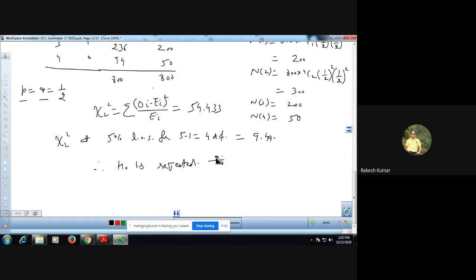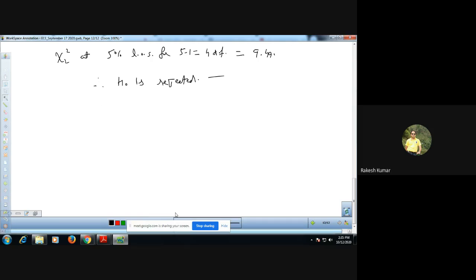Null hypothesis is rejected. And why is it so? Because the calculated value comes out to be greater than the tabulated value. That the probability of a male birth and female birth is not equal. This is a very important question for students. You can practice more questions related to binomial distribution.